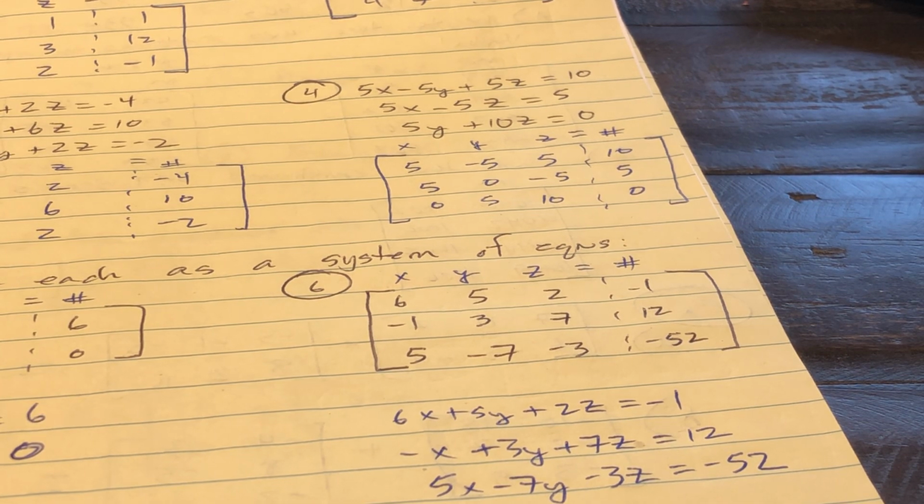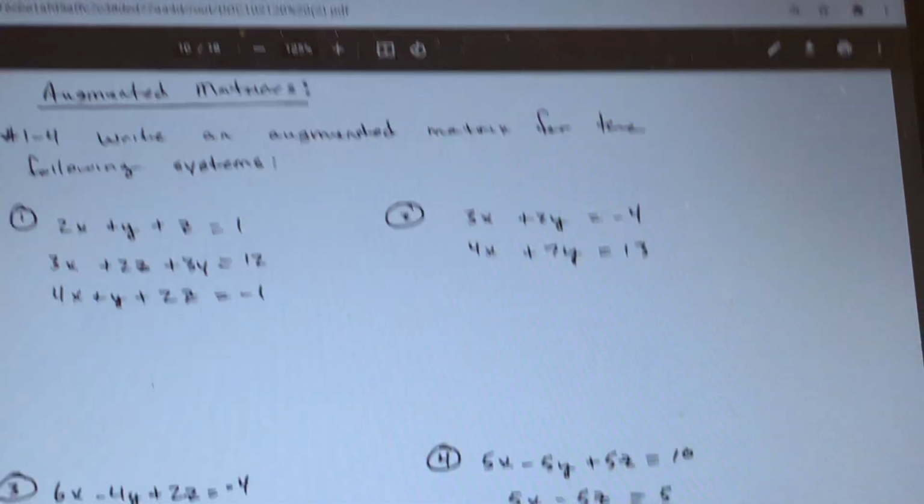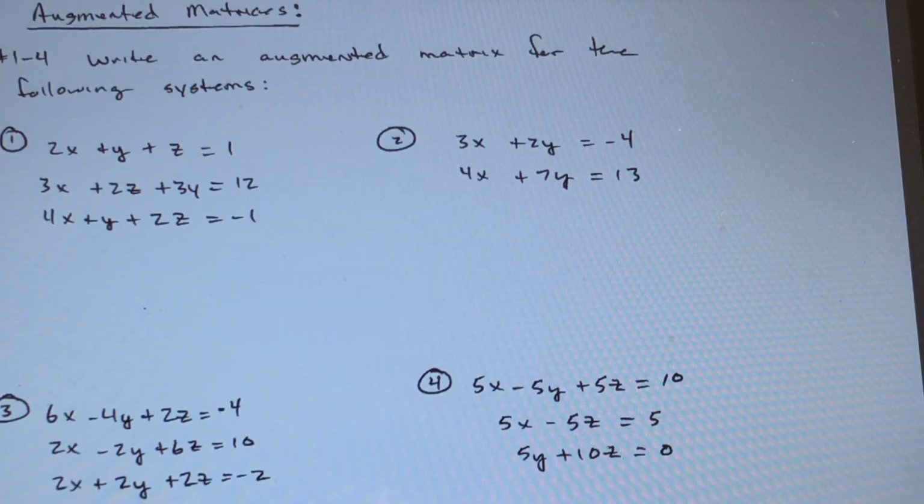Page 9. They should be numbered pretty well for you. Page 9. I'm going to get there eventually. That's not page 9, that's page 8. Page 9 looks like this. It says Augmented Matrices at the top. Numbers 1 through 4. Write an augmented matrix for the following systems.